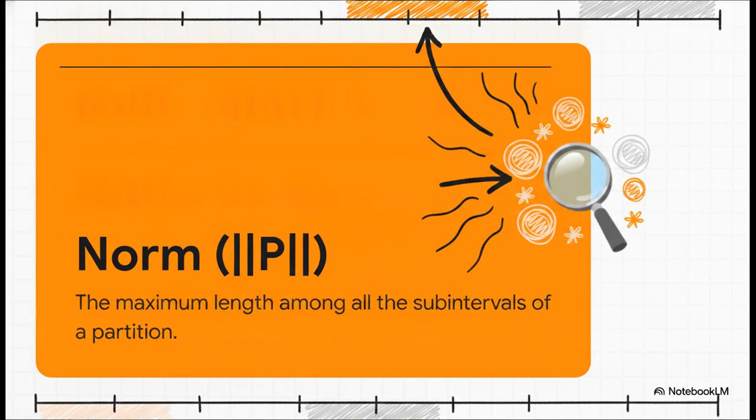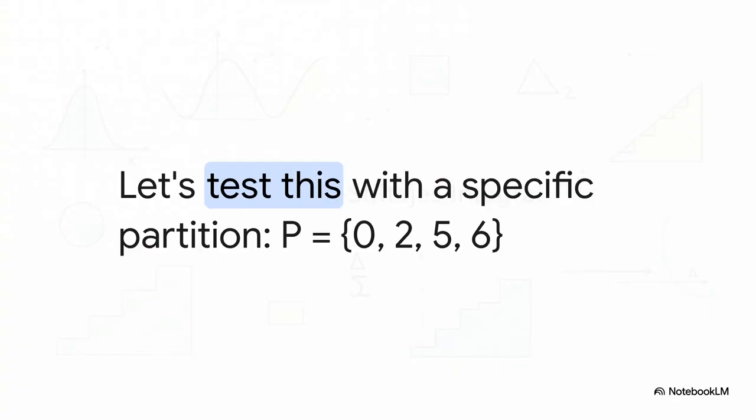The norm is really just a fancy mathematical term for the largest, thickest slice in our entire partitioned interval. It is simply the maximum length among all the subintervals we've created. Let's pull this out of the abstract and actually put our new terminology to the test with a super concrete example. Imagine we're looking at an interval from 0 to 6, and we decide to use a very specific partition. P equals the set of points 0, 2, 5, and 6.